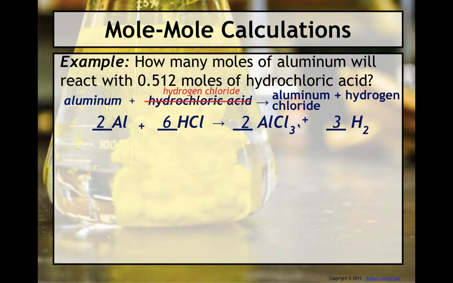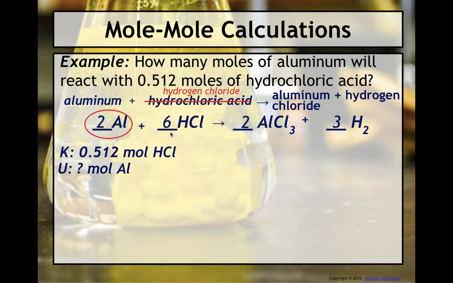Remember, it's very, very important to have everything balanced out because these will tell you the mole ratios. If you don't have the proper ratios down, you won't get the correct answer at the end. Okay, so next we go from what we have to what we want. So we are told that we have this much hydrochloric acid and we want to know moles of aluminum. These two are what we're going to compare.